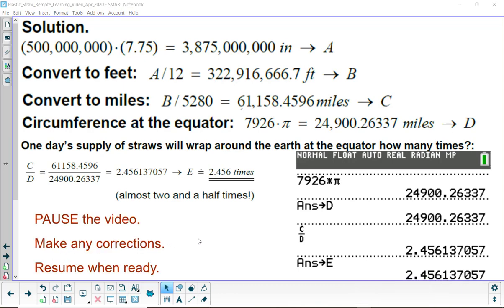All right, so pause the video, make any corrections you need to make, and resume when you're ready, because we do need these numbers as we go along.